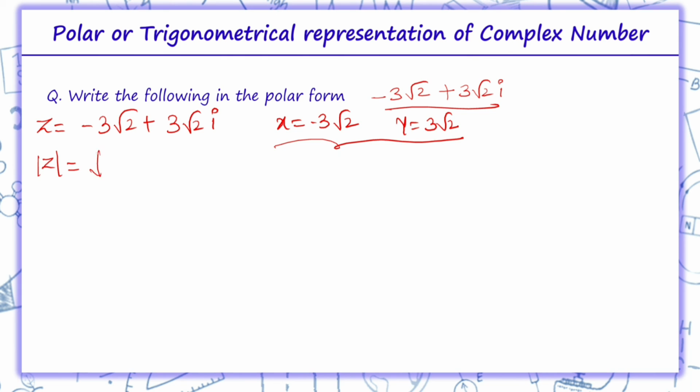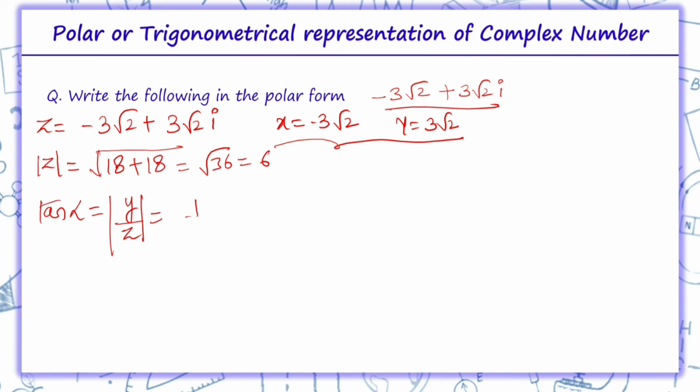So mod of z will be the square root of x square plus y square. 3 root 2 square, that is 3 square, 9, 9 into 2 is 18. Similarly 3 square is 9, 9 into 2 is 18, 18 plus 18 which is 36, so mod of z will be 6. Now we'll calculate tan alpha. Tan alpha is y by x, so here taking the modulus we'll get 1. So tan alpha is tan 45, so alpha will be 45 degrees, that is pi by 4.